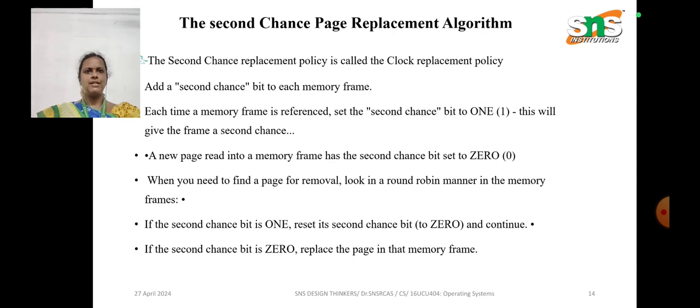Add a second chance bit to each memory frame. Each time a memory frame is referred, set the second chance bit to 1. This will give the frame a second chance. A new page read into memory frame has the second chance bit set to 0. When you need to find a page for removal, look in a round robin manner in the memory frame. If the second chance bit is 1, reset its second chance bit to 0 and continue. If the second chance bit is 0, replace the page in the memory frame.